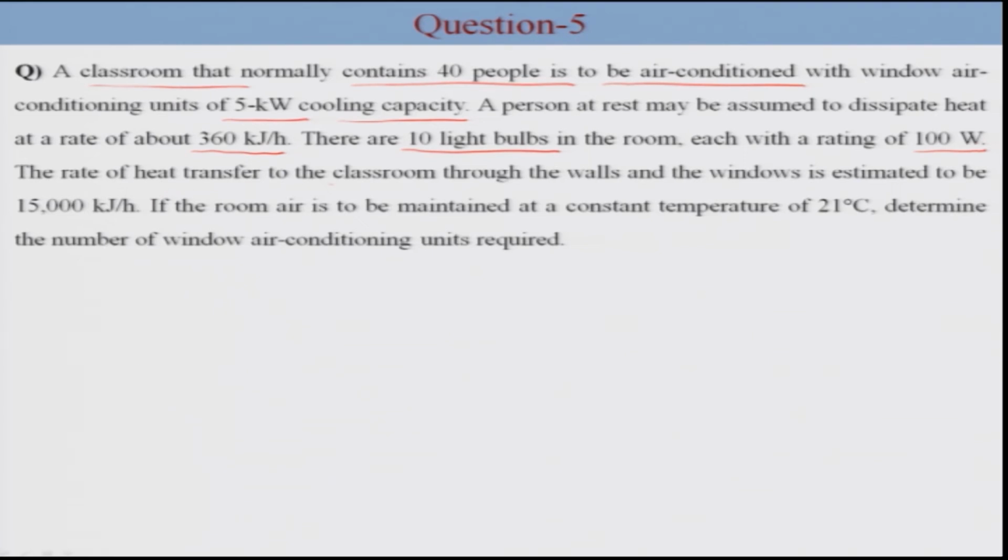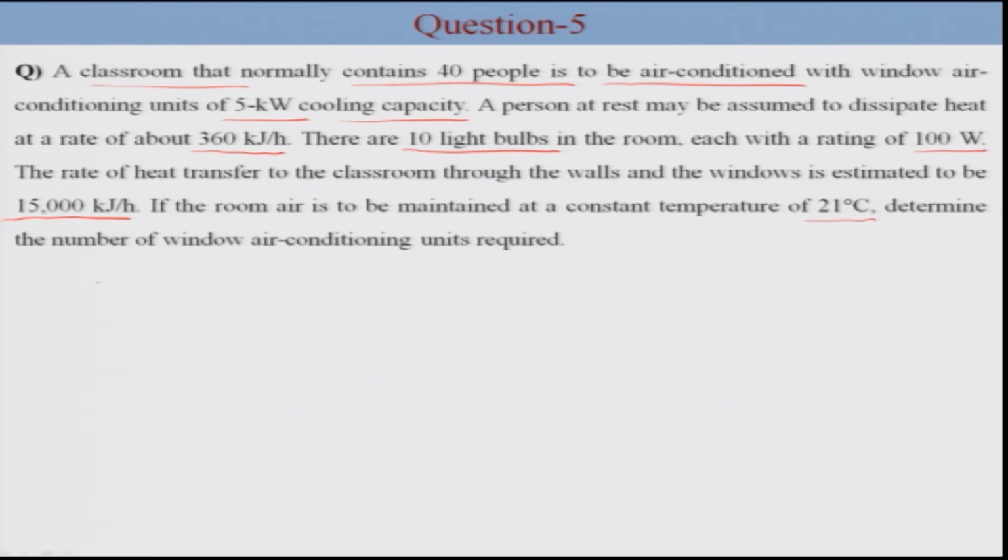The rate of heat transfer to the classroom through the walls and the windows is estimated to be 15,000 kilojoule per hour. If the room is to be maintained at a constant temperature of 21 degrees Celsius, determine the number of window air conditioning units required. In this, we have to determine the total cooling capacity of the air conditioners. So, the total load because of the bulbs, people and the heat which is coming inside will be same as what the air conditioners have to remove.